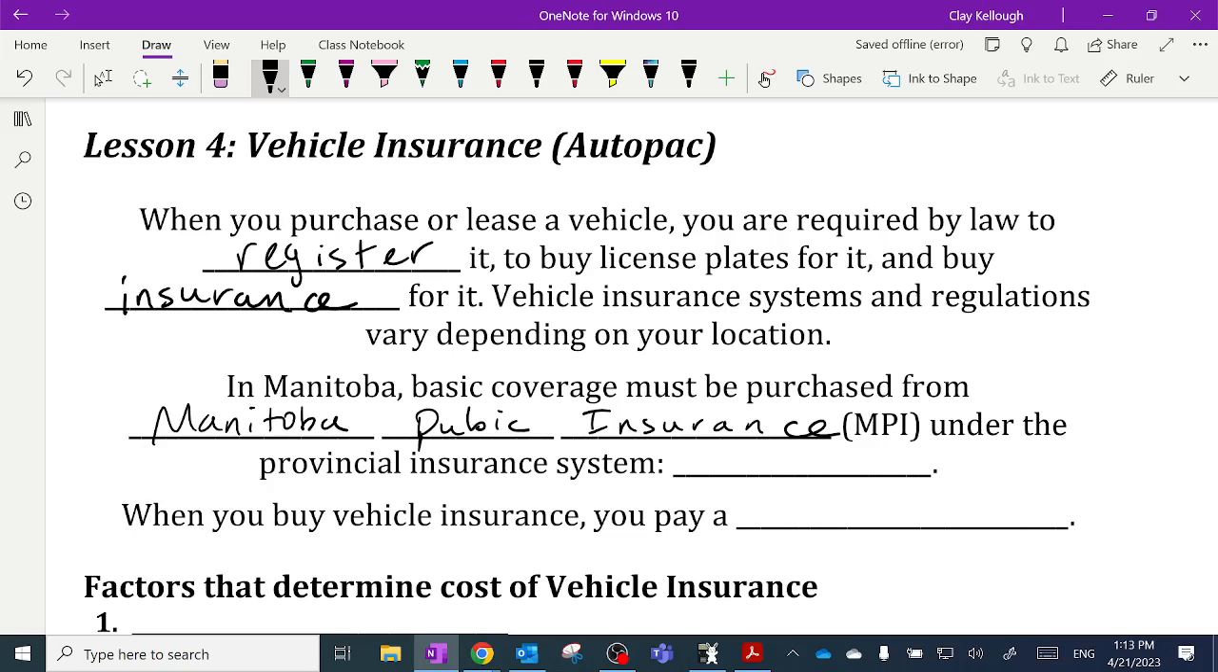Under the provincial insurance system, the name of the corporation that we deal with is called the Manitoba Public Insurance Corporation, MPI. I think there's a C on it sometimes, MPIC for corporation. So that's the name of the corporation, but the actual system that they use is called what? It begins with an A. Autopac is correct.